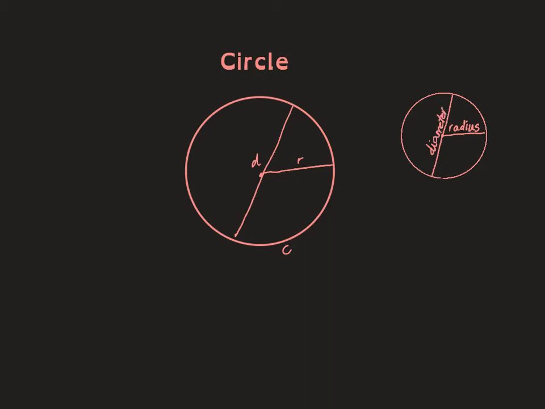And then the measurement around the circle is called the circumference. And circumference is a fancy word for perimeter. It's the measurement around the outside.